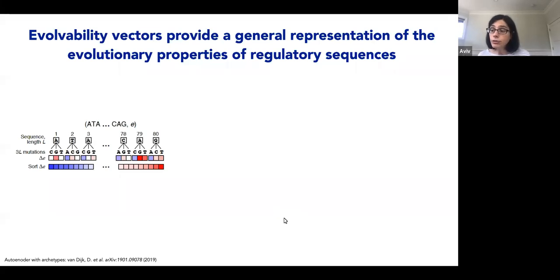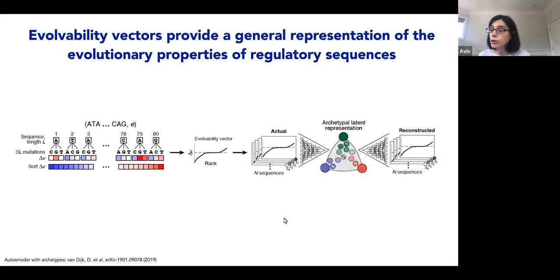And now we take the evolvability vectors for n random sequences, and we use an autoencoder in order to learn an embedding of the sequence to a latent representation in 2 dimensions. But we do it in a way that constrains it to a limited number of archetypes, using a nice method developed by Smita Ramaswamy's lab.